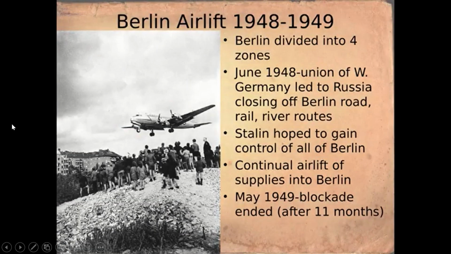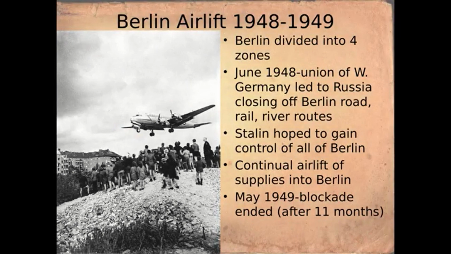All right, the second issue, and we're kind of moving through this, is the Berlin airlift. Here's the problem. We talked about Berlin being all the way in the Soviet section, right? But you have people living there that are not Soviets. How do you get them supplies?